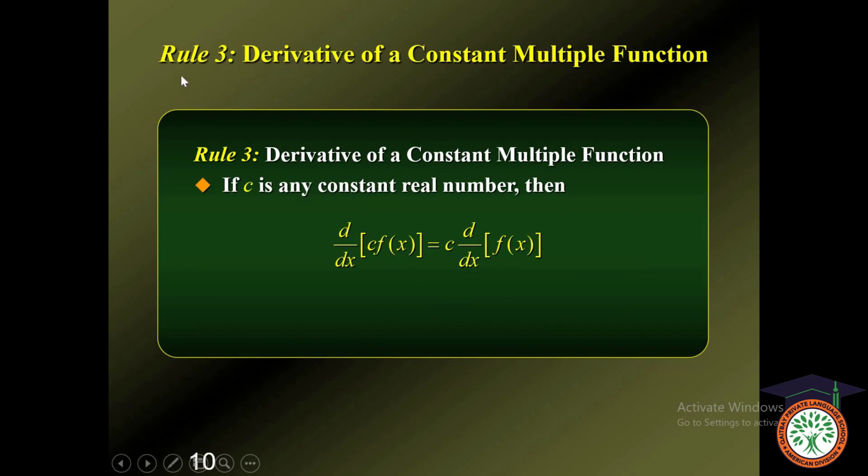Now, let's study rule number 3. Derivative of a constant multiple function. I have two parts, a constant and a function. Let's see. If C is any constant real number, then the derivative of C multiplied by the function f(x) with respect to x. I'm going to separate, isolate C, and then find the derivative of the function f(x). How come?